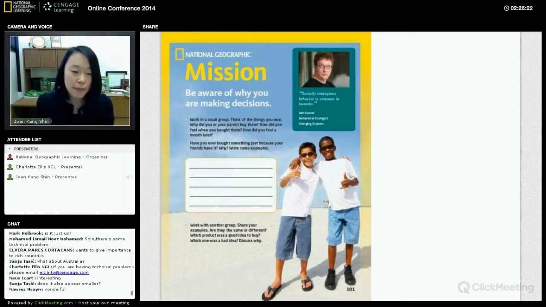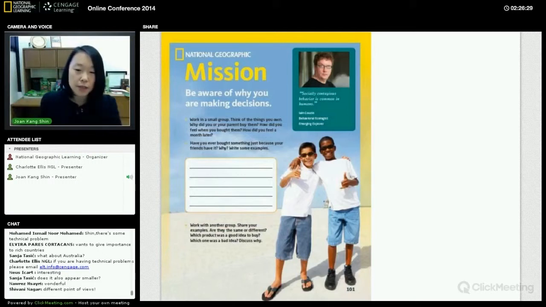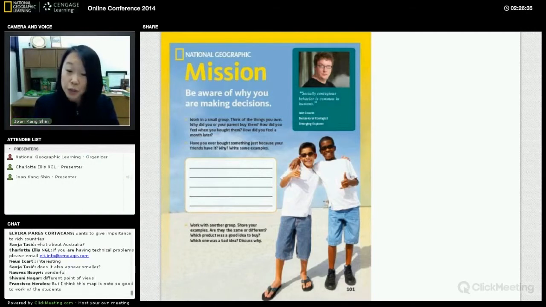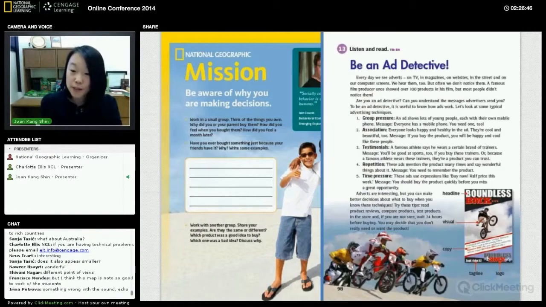is to get them to think about the decisions that they make. In this case, this comes from Our World. You'll see this is a mission page which focuses on good values for our children to be successful in the real world. And in this mission page, it asks students to be aware of why they're making decisions. In this unit, it tries to help students become a little more aware of why they want to buy something. So it asks them to be an ad detective.